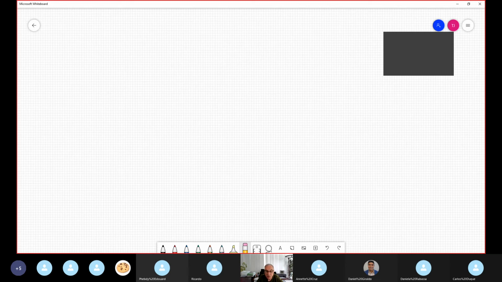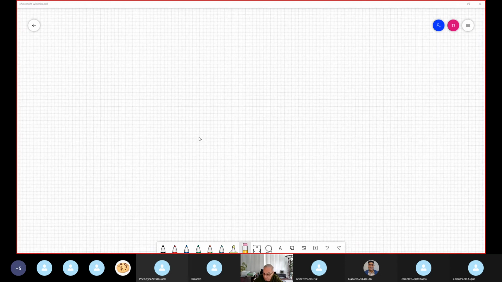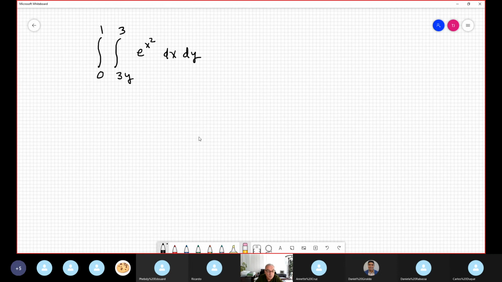Okay. You see the whiteboard. Another similar problem, in which it is impossible to do in the traditional way. However, if you change the order of the integration, you obtain a good result. The function is e to the x squared, and the order of the integration given is dx dy.